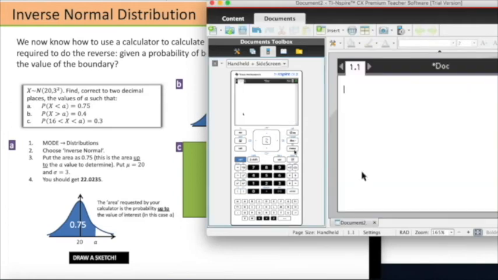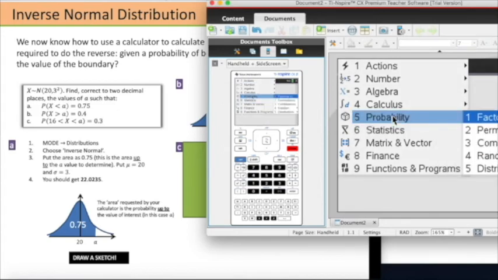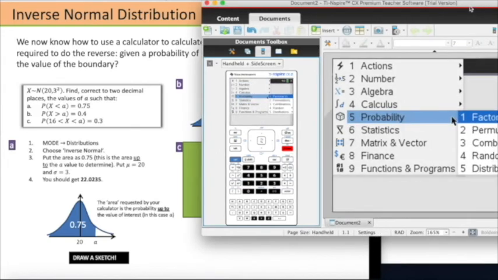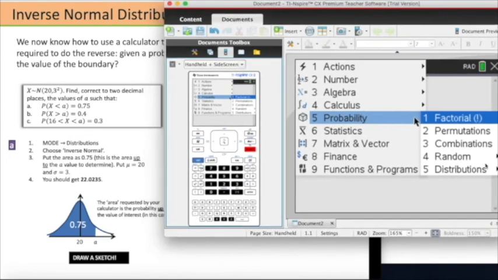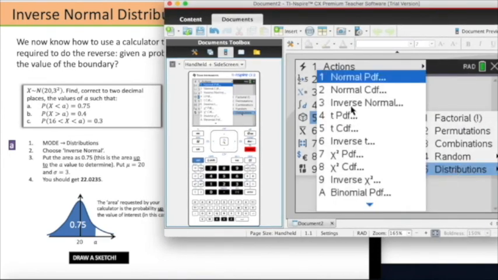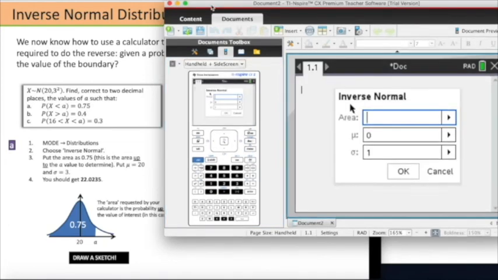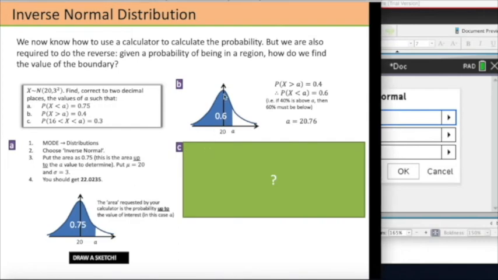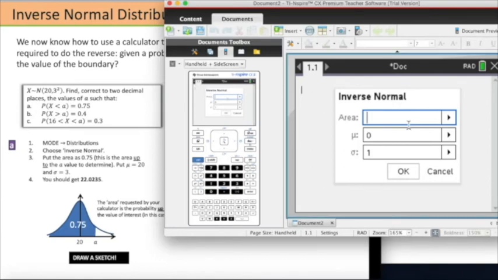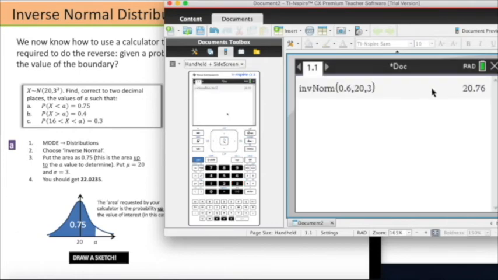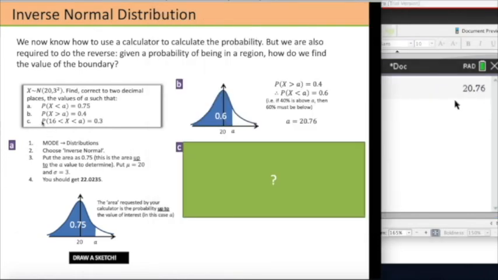We go to menu, probability. Sorry, let me move this closer. Okay, distribution, inverse normal. So the area that we are using is again 0.6, not 0.4, yeah, 0.6. The mean is 20, standard deviation is 3. So we click OK. So that's the answer, 20. Question C.